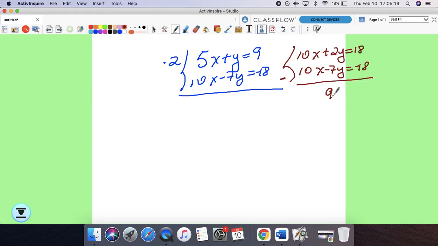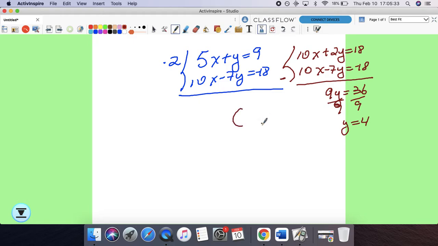9y positive, and then 18 minus -18 becomes 18 plus 18, which is 36. Divide both sides by 9, and we get y is 4.